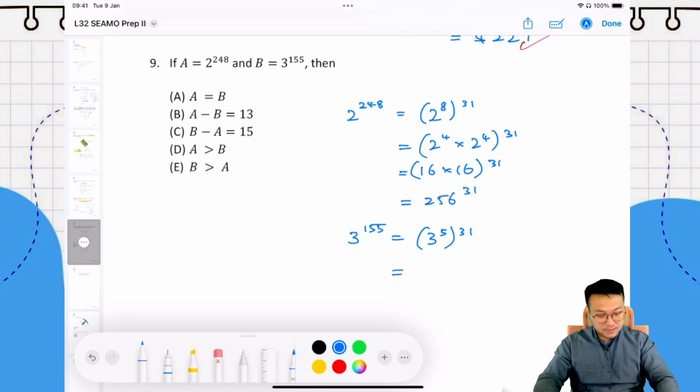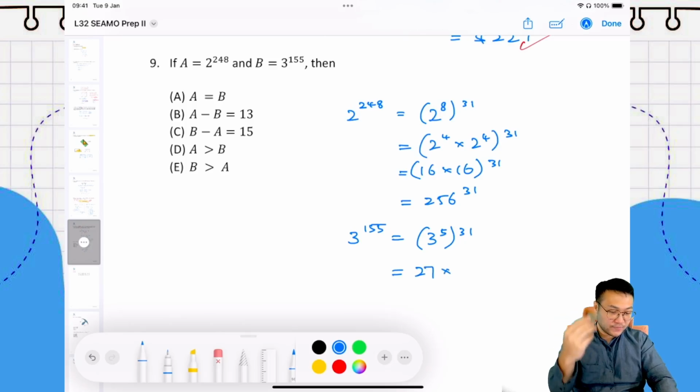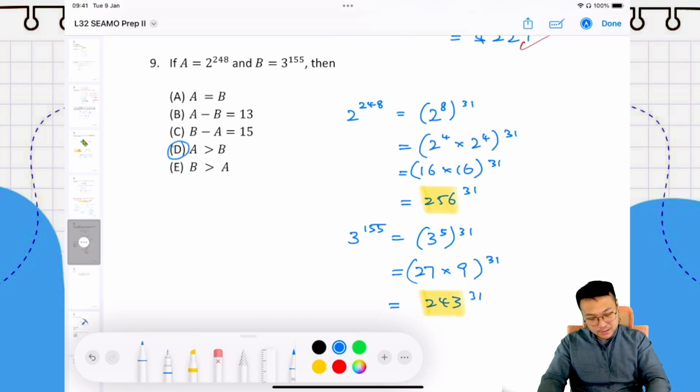Now what about the other one? 3 times 3 is 9. Times 3 again is 27. Then you have another 3 times 3. So then you have 27 times 9. So it is very clear to see that 256 is bigger than 243. Therefore, A must be greater than B. So this is the correct answer.